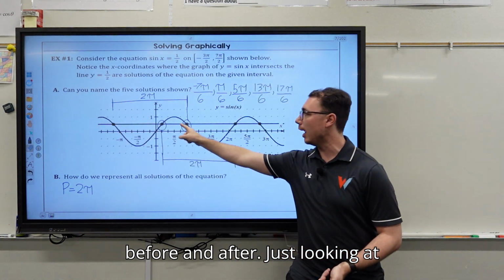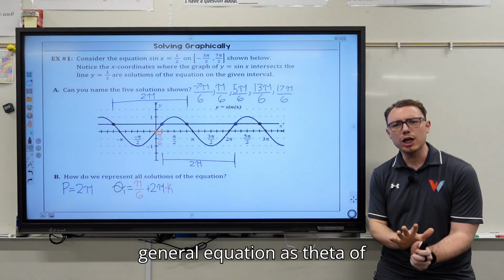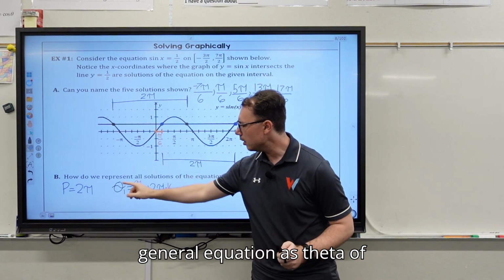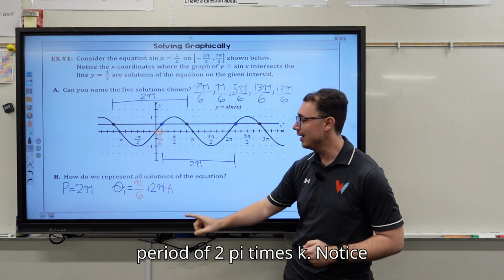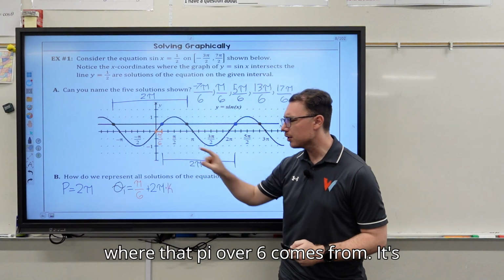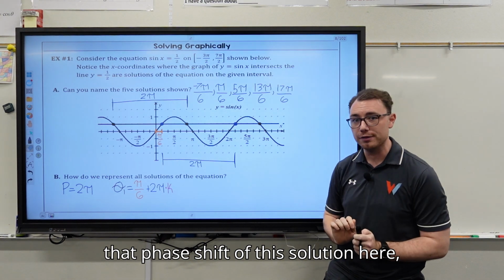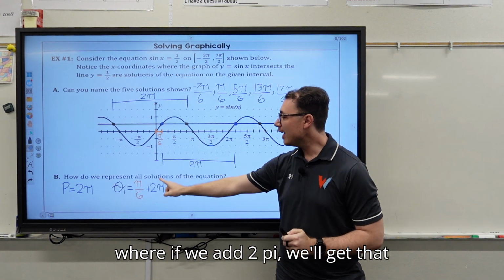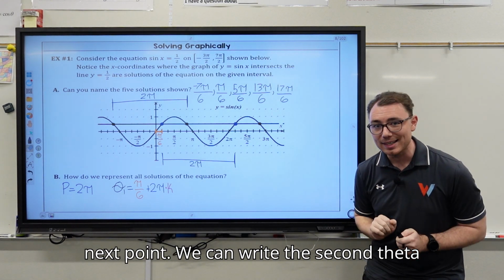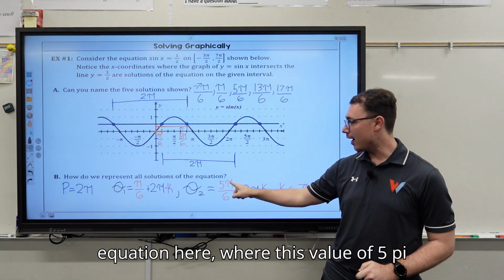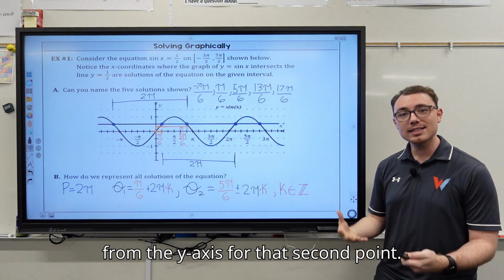from before and after. Just looking at that first point here, we can write that general equation as theta 1 is equal to pi over 6 plus that period of 2 pi times k. Notice where that pi over 6 comes from. It's just that horizontal displacement or that phase shift of this solution here, where if we add 2 pi, we'll get that next point. We can write the second theta equation here, where this value of 5 pi over 6 is just coming from that distance from the y-axis for that second point.